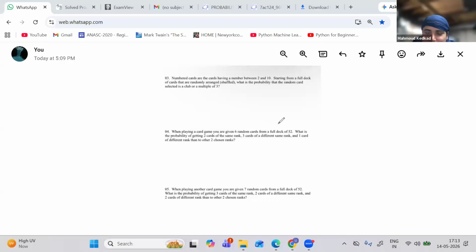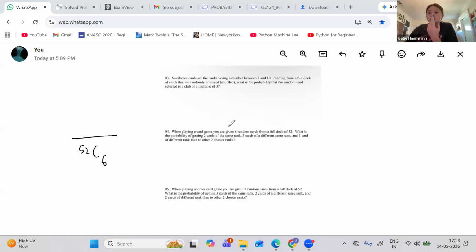Okay, so first find the denominator. You're supposed to find the probability, and you're selecting 6 random cards, so that's going to be 52C6. Now let's find the numerator: 2 cards of the same rank. So how many possible ranks are there? Ace, 2 through 10, and then jack, queen, king. 13? Let me check real quick. Yeah, there are 13 ranks in each suit.